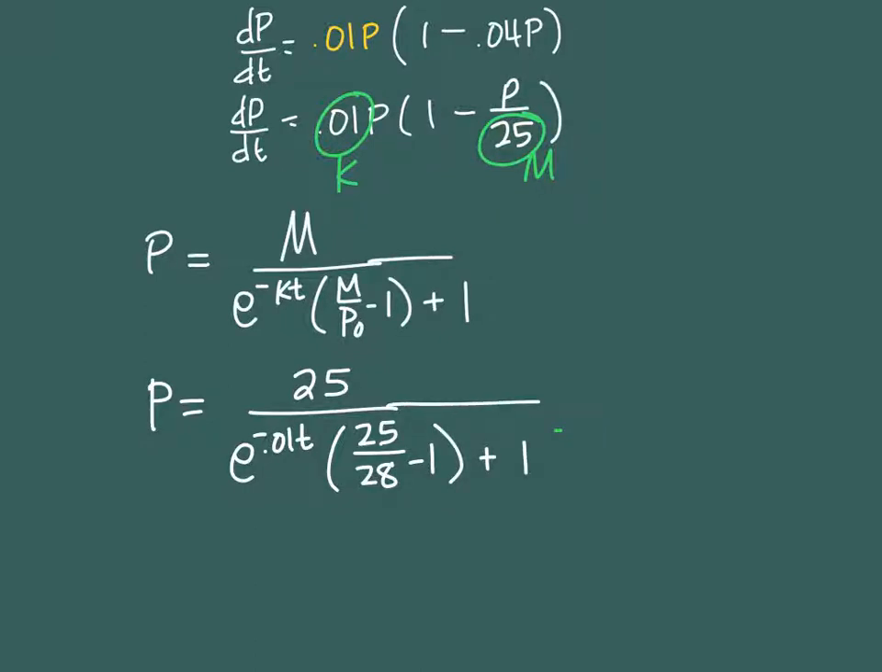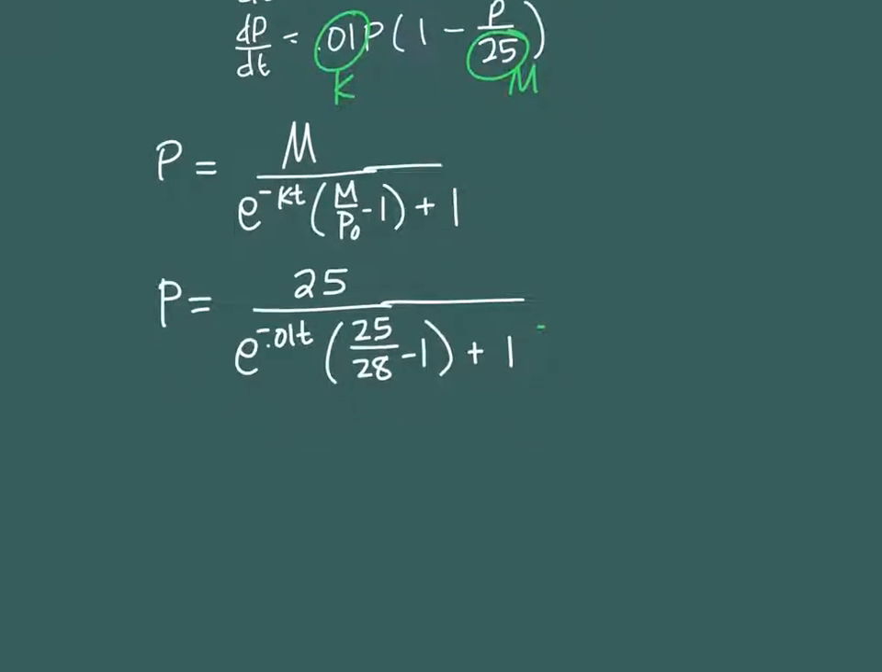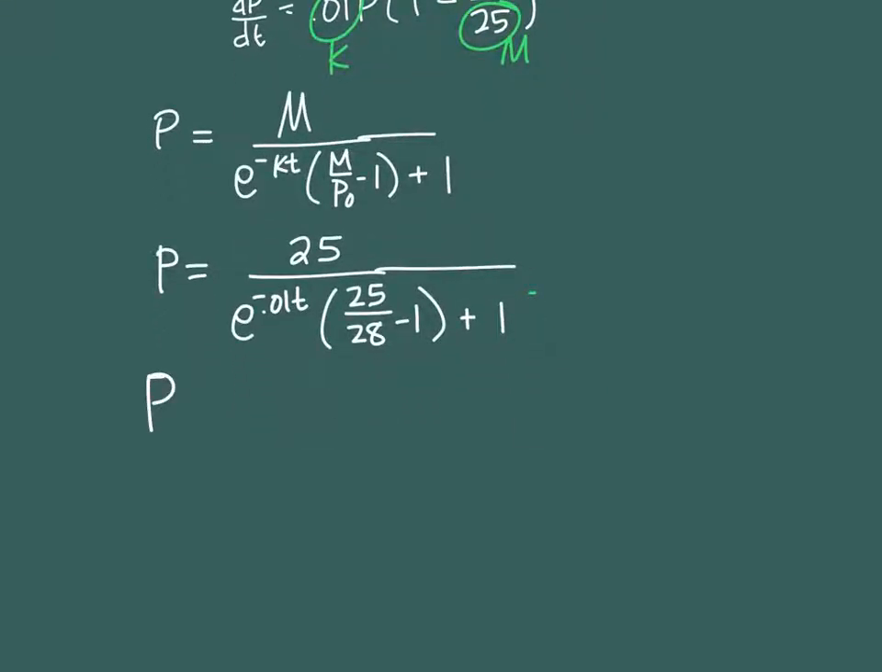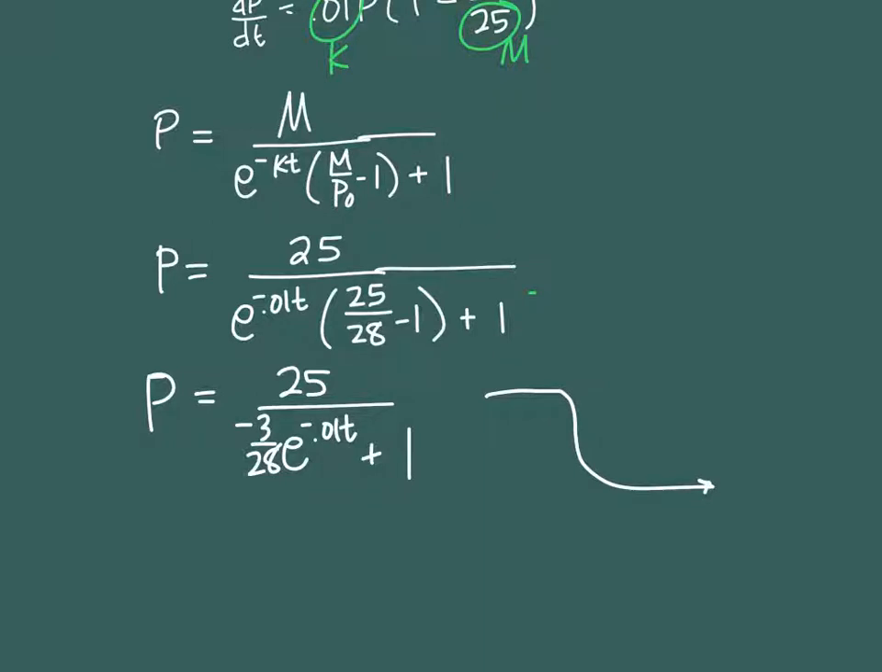Okay, this is a decreasing population. So P equals 25 over, so we have 25 over 28 minus 1, which is going to be negative 3/28. So negative 3/28 e to the negative 0.01t plus 1. And now you have your population model. So this is going to be a logistic. Tom's pointing out the logistic is going to go down instead of going up like the last one did. The last one went up, and this one is coming down, starting at 25 and then decreasing.